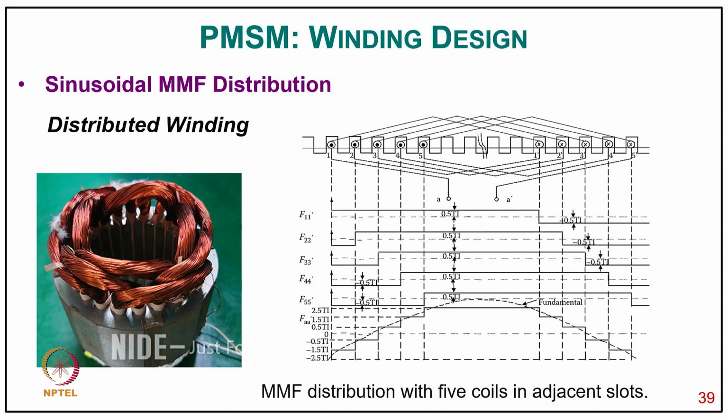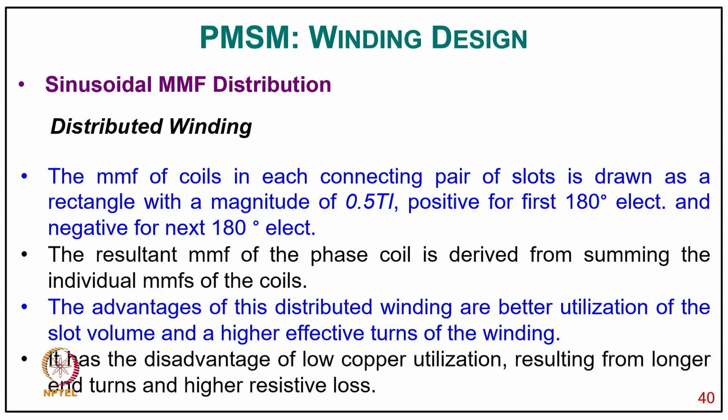And you can see the MMF of a typical coil and how the winding is laid out in the stator of this distributed winding, and the MMF with the 5 coils in adjacent slots. You can see that with the different coil MMFs added together, it goes closer to the sine wave. So now the MMF of the coils in each connecting pair of slots is drawn as a rectangle with the magnitude of 0.5 Ti, positive for the first 180 electrical degrees and negative for the next 180 electrical degrees. As a result, the MMF of the phase coil is derived from summing the individual MMFs of the coils.